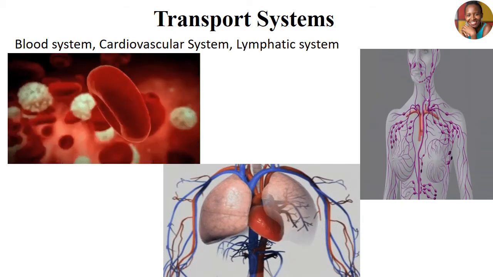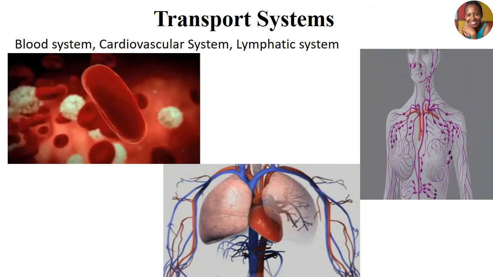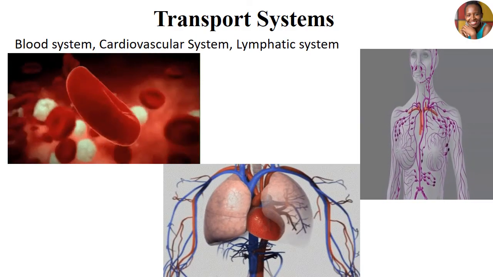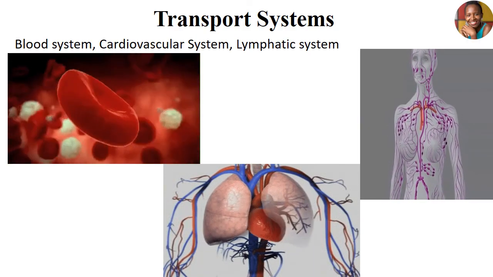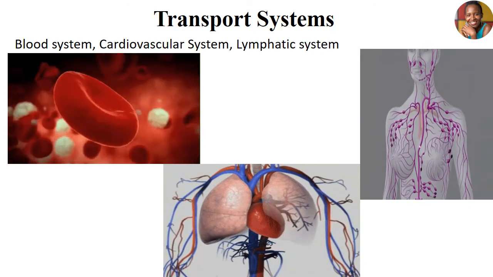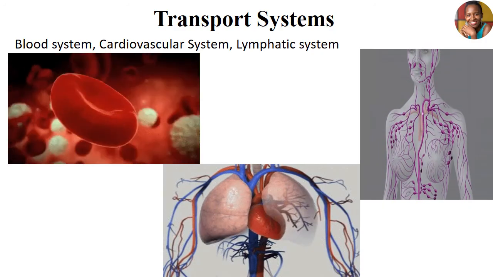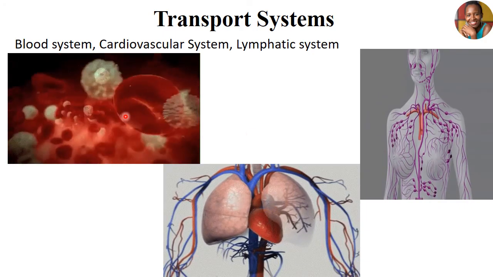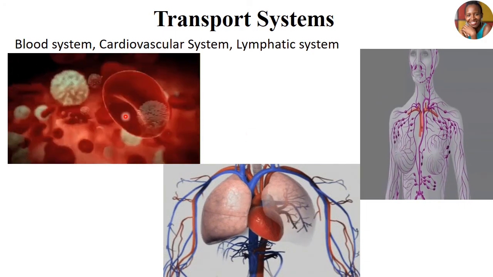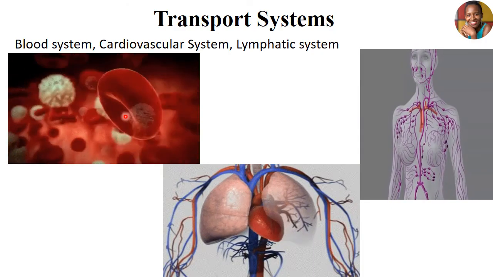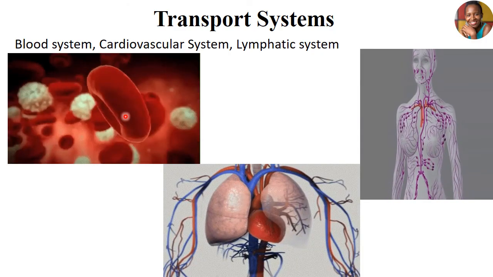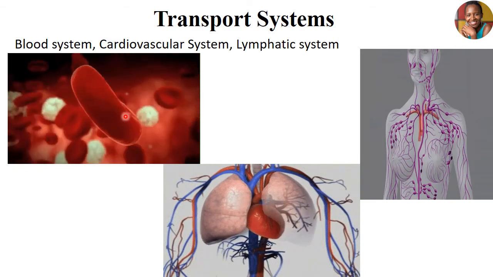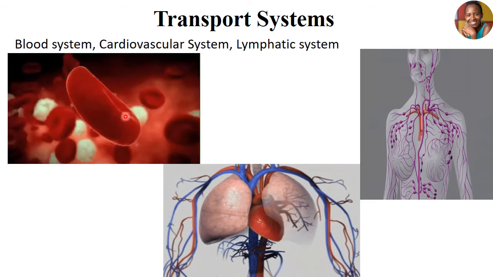The next category is the transport system. This is simply allowing us to transport substances in the body from one part to the other. Here we have blood, the cardiovascular system, and also the lymphatic system. In the blood system, we are looking at the red blood cells, platelets, white blood cells, and the plasma. This mostly acts as a medium, the medium where the substances get transported.